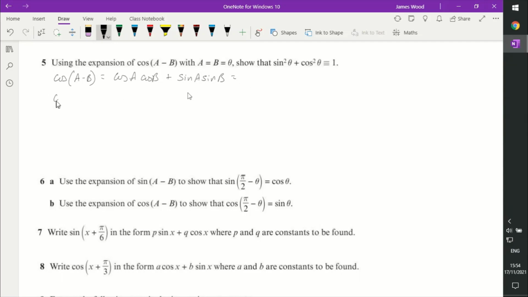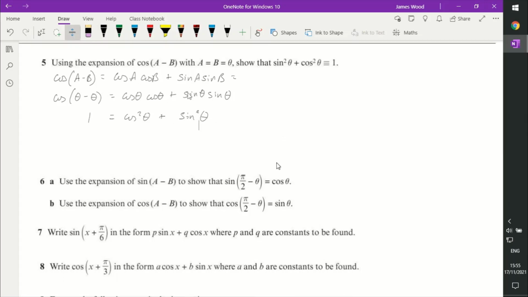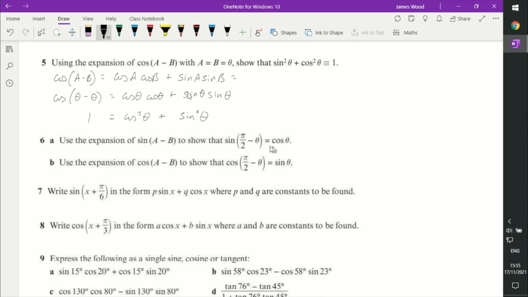So this would become cos of theta minus theta equals cos theta cos theta plus sine theta sine theta. Cos theta minus theta, well, that's cos of 0. Cos of 0 is 1. And then on the right hand side, we've got cos times cos, which is cos squared theta plus sine squared theta. And there we are. And that's another identity that we know is true. So we can use one to show the other as well.